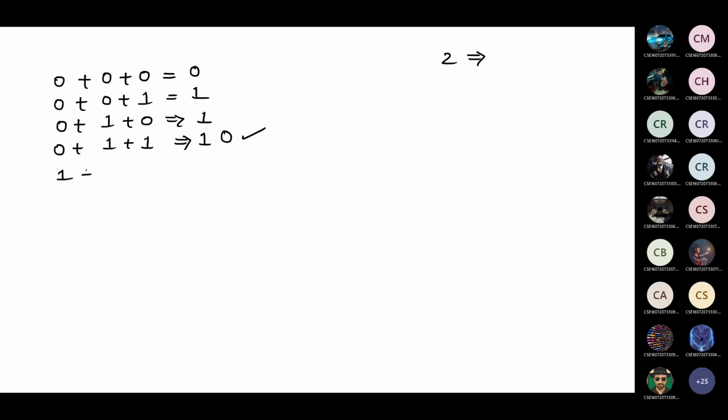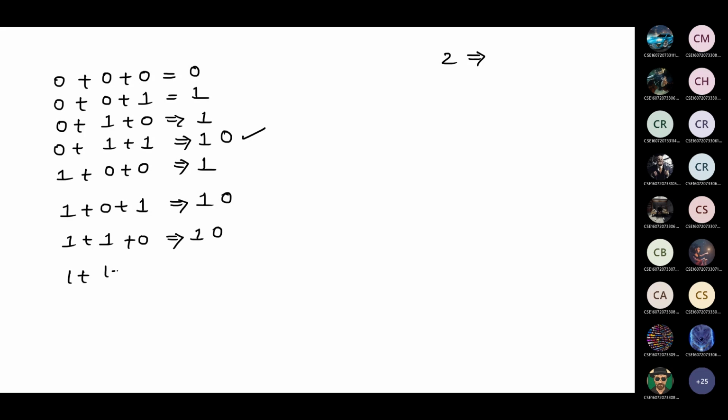Next, 1 plus 0 plus 0 is 1. Next, 1 0 0 plus 1 is 1 0 1. 1 plus 0 is 1 0. Again 1 0. You should not call it as 10. You need to call it as 1 0.